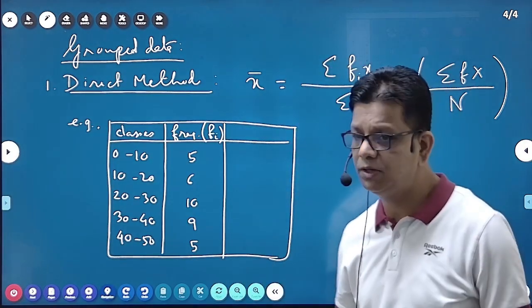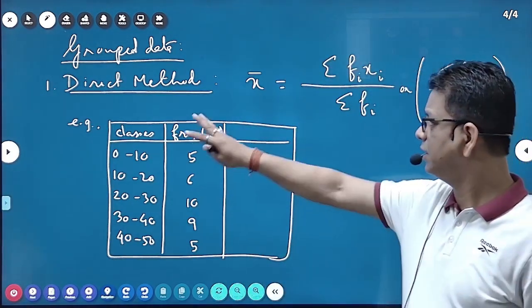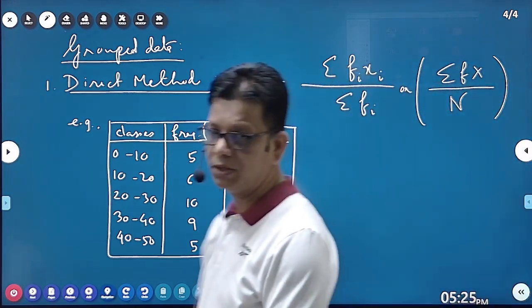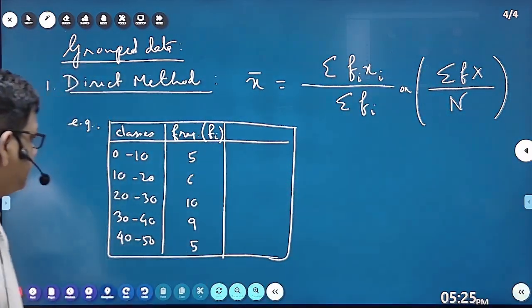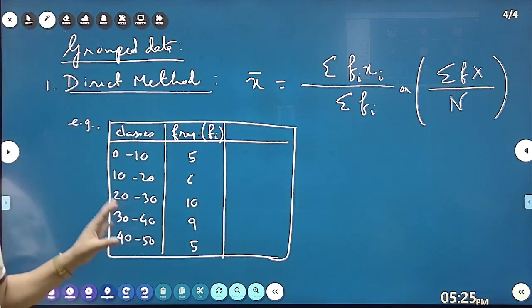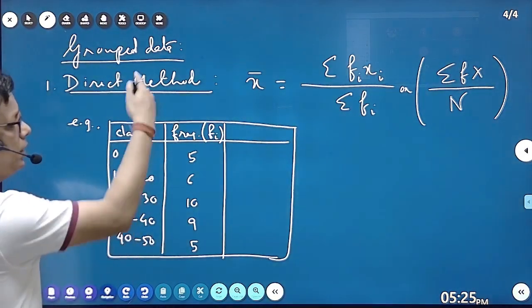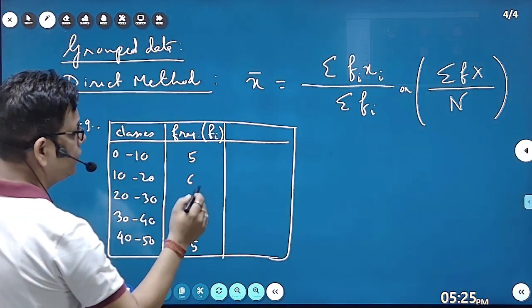In the exam, while solving the paper, no method will be mentioned. So direct method, this one. This direct method is basically used when the numbers are smaller. Okay, the calculation becomes easier. So the question will be just this much, find the mean. Now to get it, you need 2 extra columns.